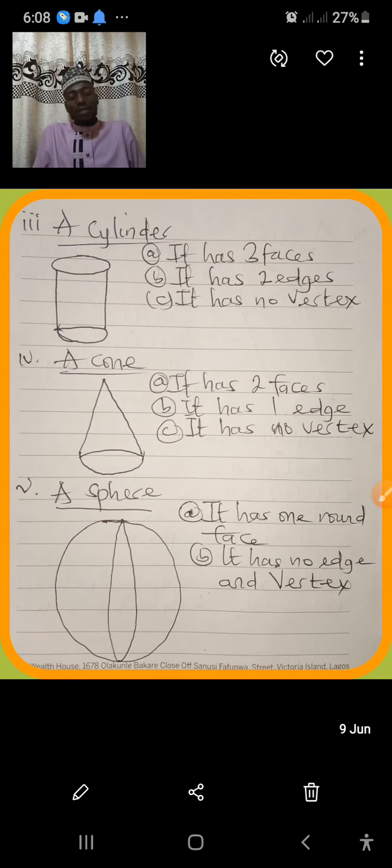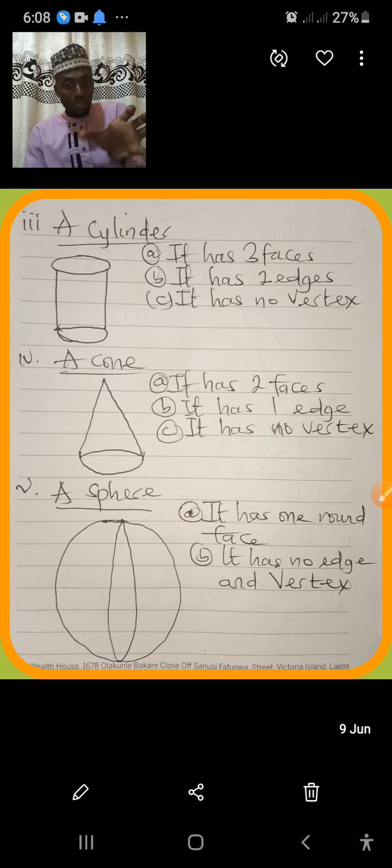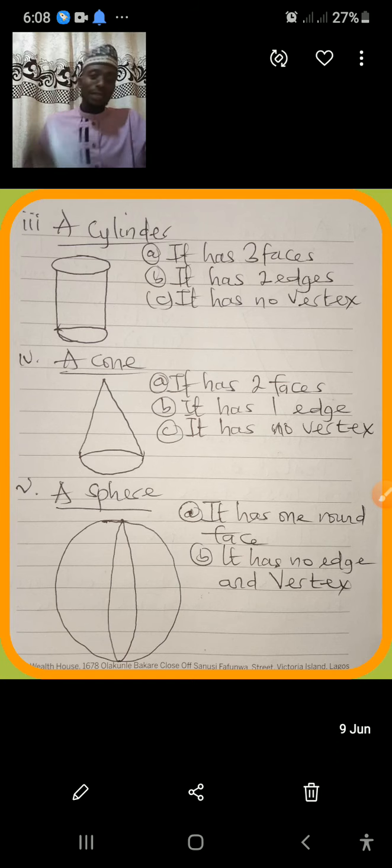The third shape is a cylinder. A cylinder has 3 faces, it has 2 edges, and it has no vertex. It has no what? Vertex. What are the faces? You see the one up, the one that is the body, and the one that covers it at the bottom. So those are the 3 faces, and the edges are the two lines beside the shape.